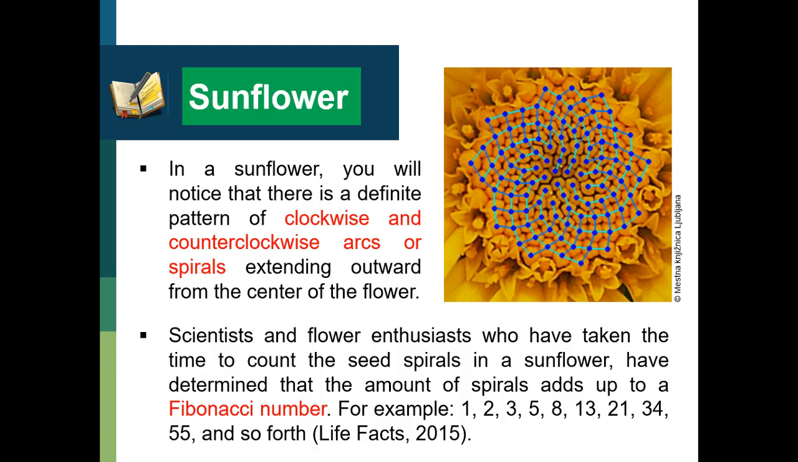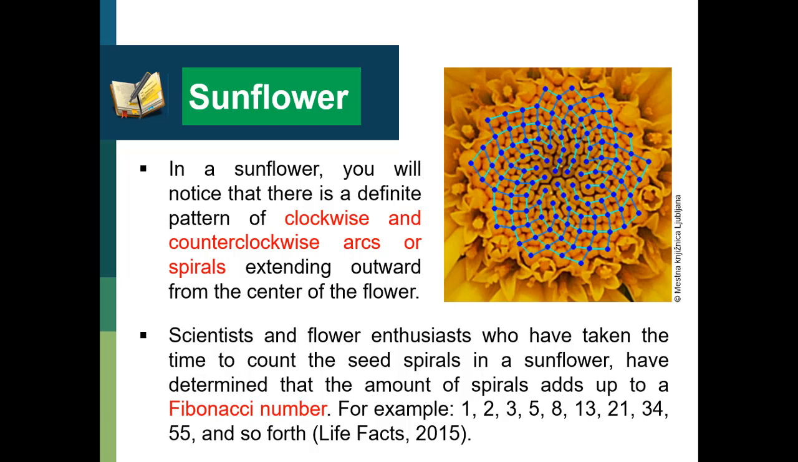So there are 21 clockwise spirals, and there are 13 counterclockwise spirals, those that are colored with a lighter blue or sky blue. Now, 13 and 21 are part of Fibonacci numbers. And what is this Fibonacci numbers?